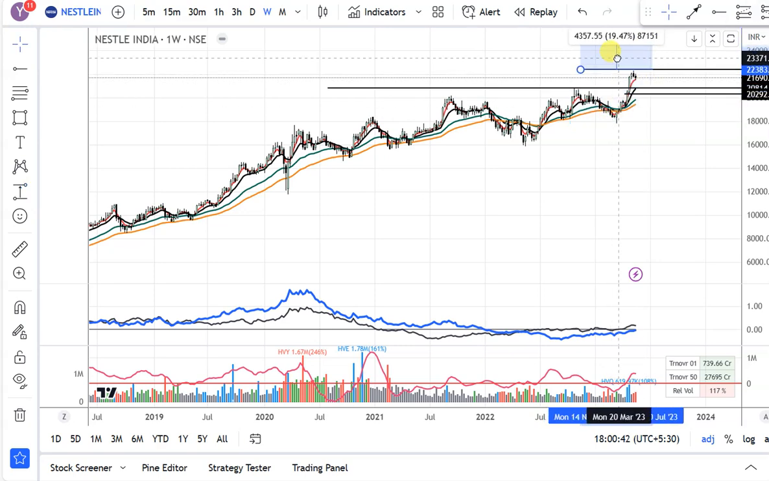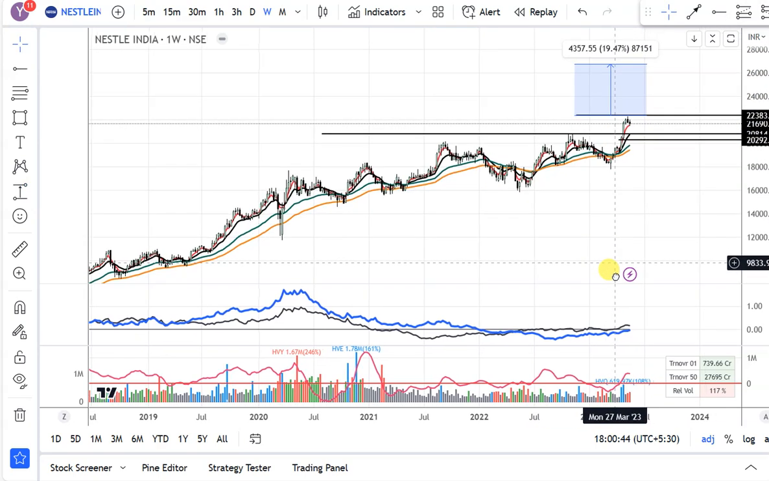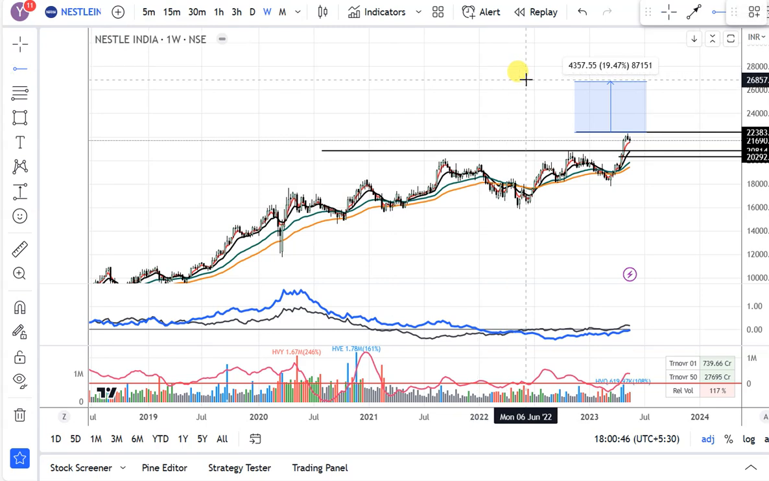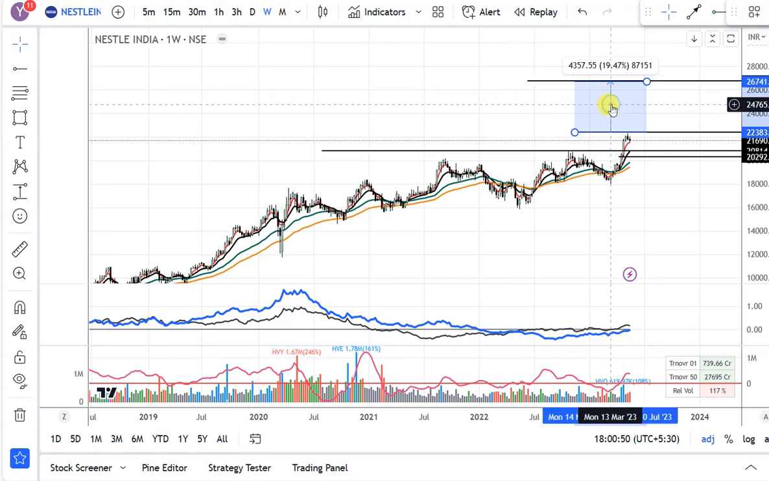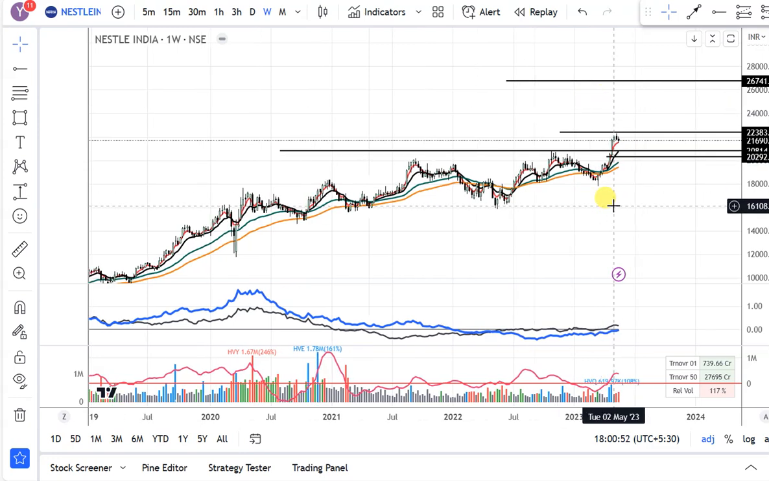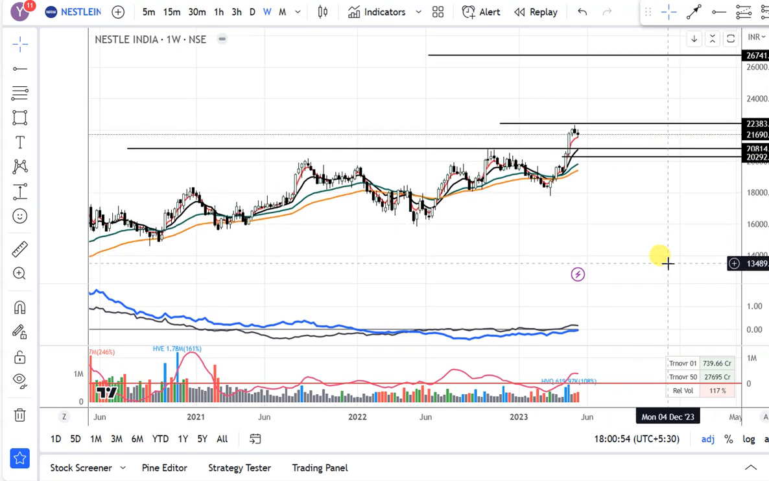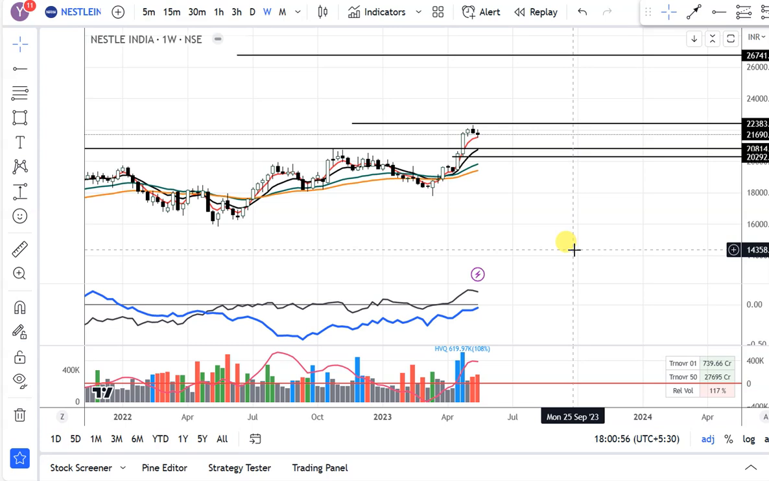So make sure you write it down for Nestle India. The possible strength is coming from 22,390. The weakness is around 20,290. And the possible rally that it can come to is 26,740 rupees. Okay. So this looks very amazing.